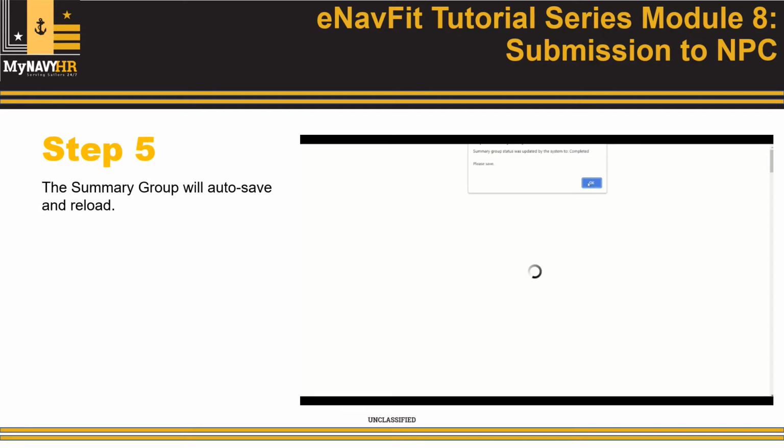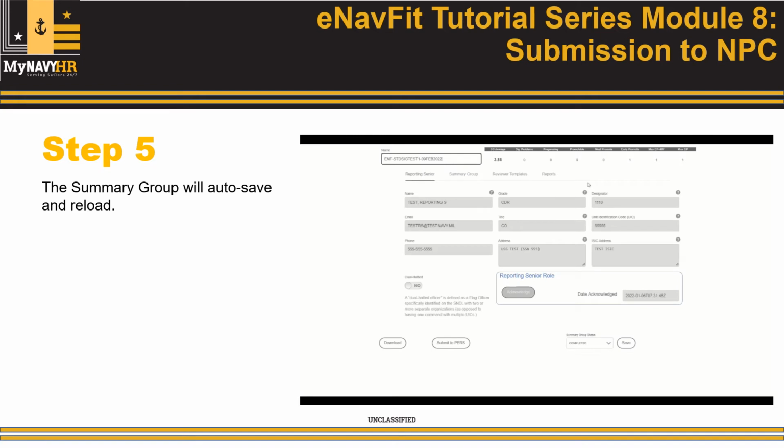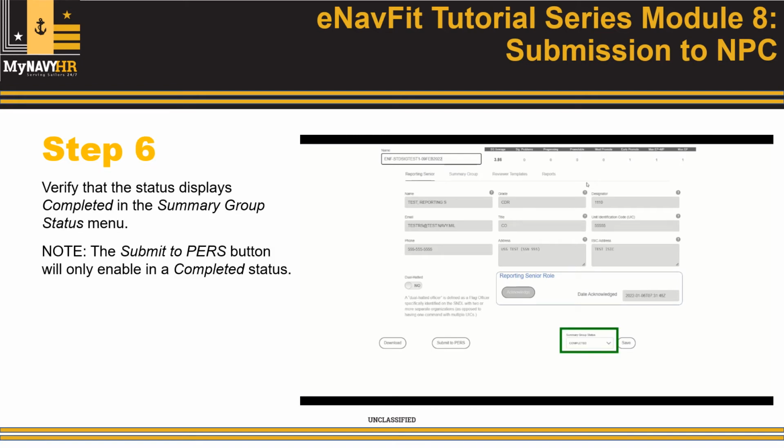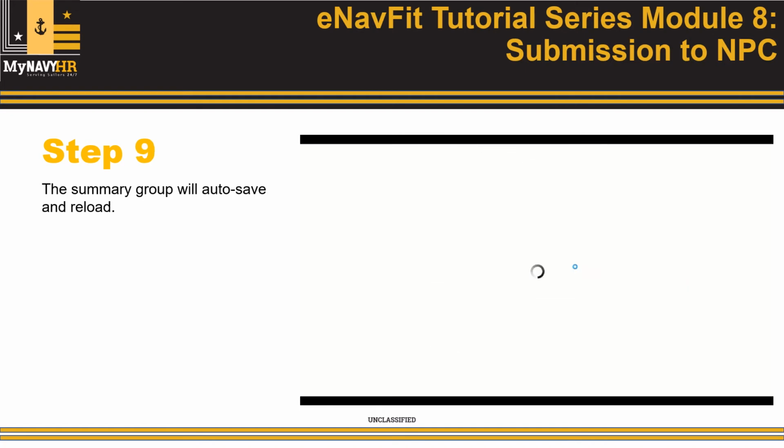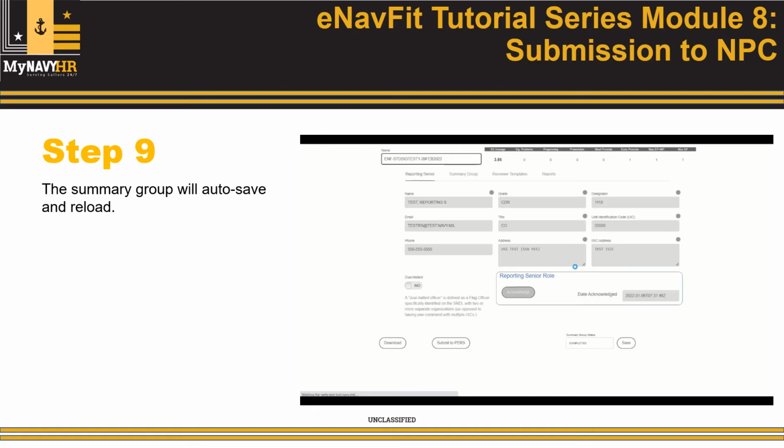Step 5. The summary group will autosave and reload. Step 6. Verify that the status displays completed in the summary group status menu. The Submit to PERS button will only enable in a completed status. Step 7. Select the Submit to PERS button. Step 8. Select OK, confirming submission to PERS for processing. Step 9. The summary group will autosave and reload.